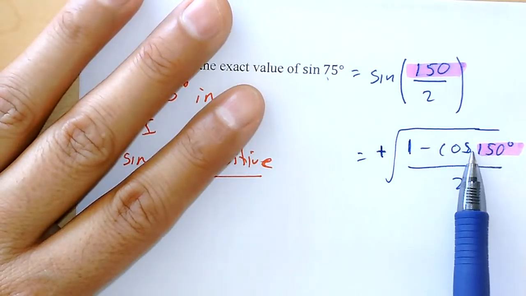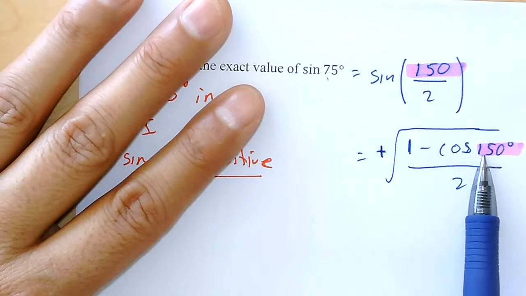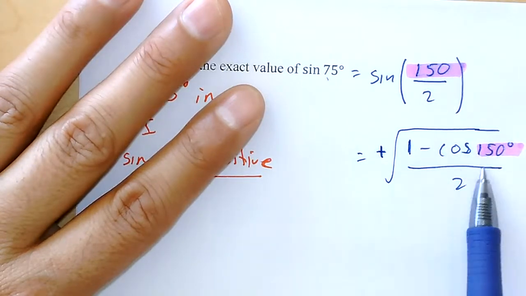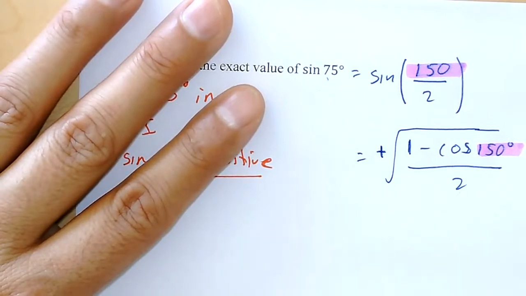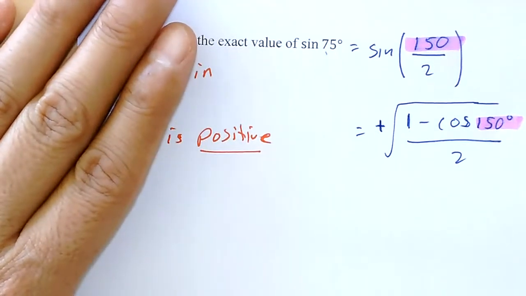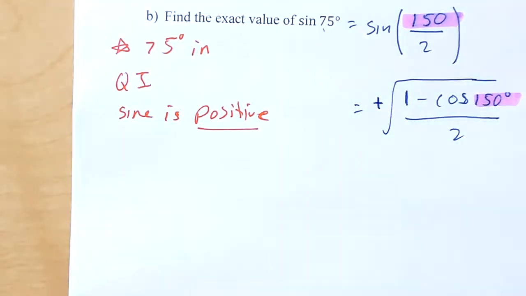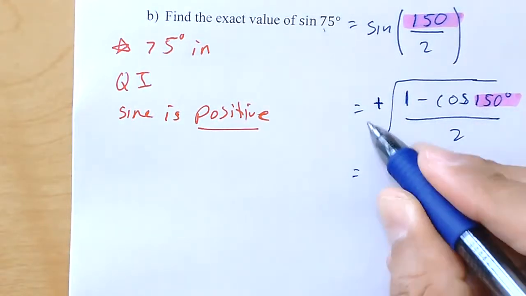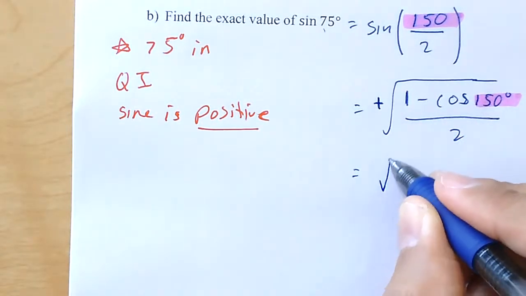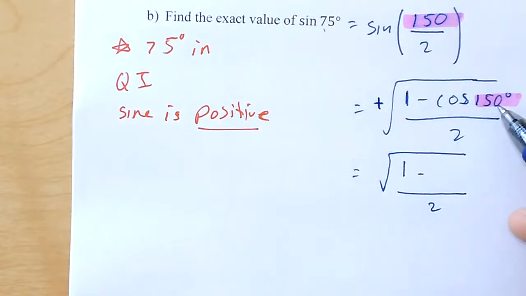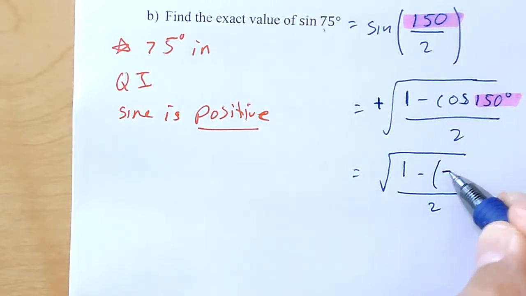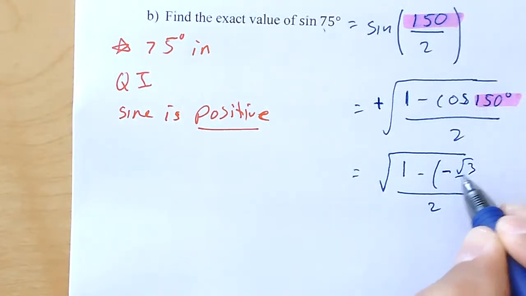I need to calculate this. I'll draw a triangle. 1 minus that, divided by 2. Try to take the square root of that. And I know it'll be kind of messy, very algebraic. Let's see what we get here. It is positive, so I'm going to drop the positive sign. The cosine of 150 degrees, I could draw a triangle, 150. It is quadrant 2. And the cosine will be negative rad 3 over 2.